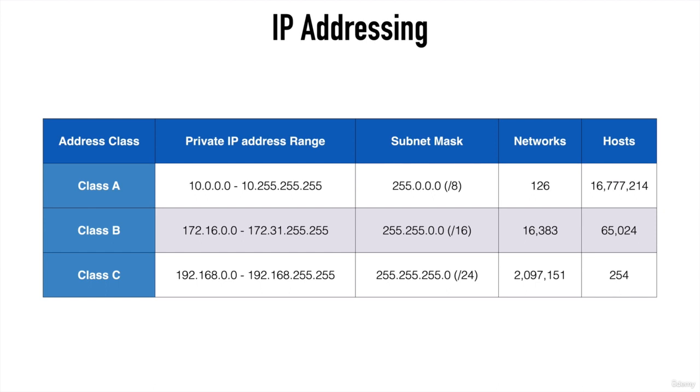So with Class C, we have a large number of networks, over 2 million, and a very small number of hosts per network, only 254. Now, most of us in our own homes don't have over 254 devices connected to the network, so very commonly we see this in home settings. If you remember the Kali Linux IP address that we looked at previously in this video, that likewise was a Class C private IP address. We also have the concept of classless addressing as opposed to these classful schemes. This is where subnetting comes into play, which we'll explore in a future video.